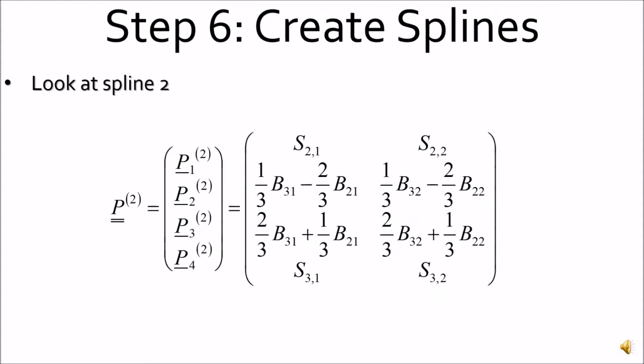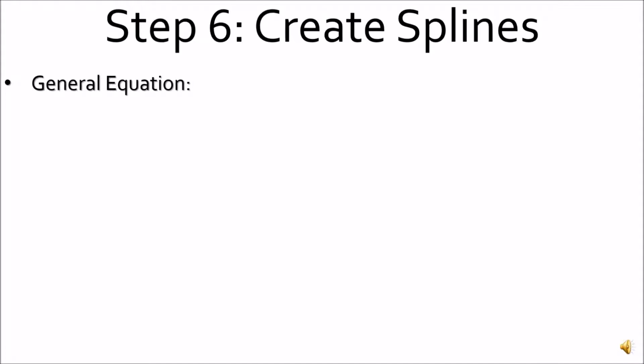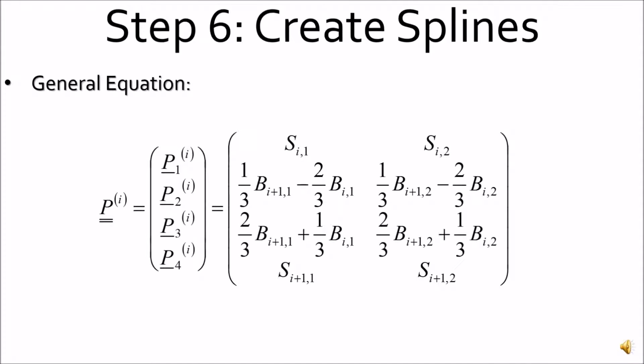And we can write this down as a general equation, which is perhaps more useful when it comes to memorizing all this sort of stuff. So basically for spline i, that's out of m minus 1, where m is the maximum number of rows, the number of rows in the S matrix. Basically the top 2 elements are S_i1 and S_i2, and the last elements are S_(i+1),1 and S_(i+1),2. And then the B matrix is used to fill in the middle 2 rows, and again you use the same positions within these matrices.